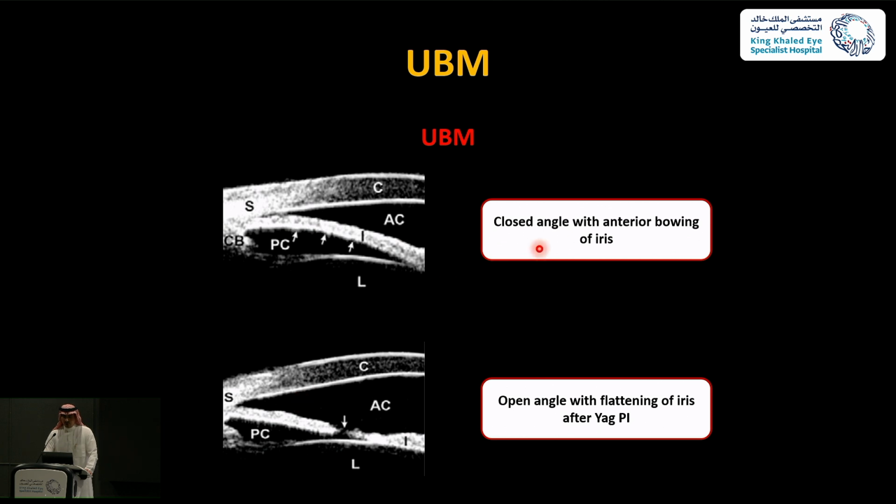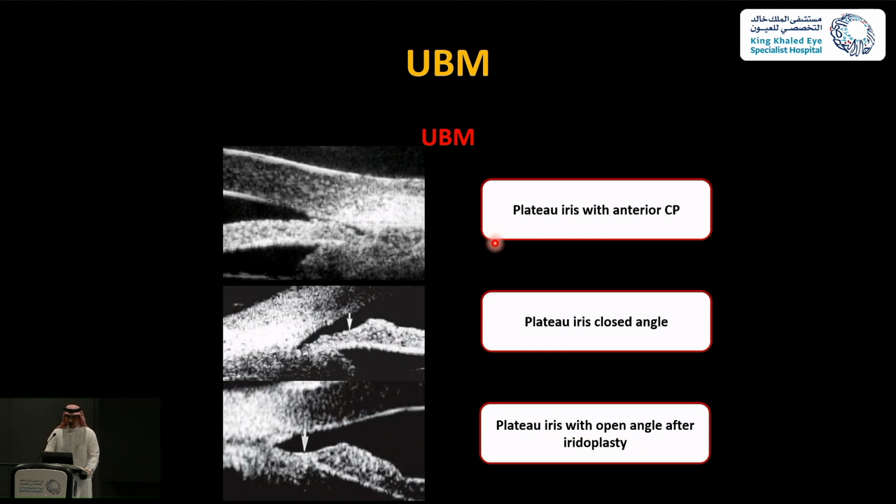It shows you a closed angle with anterior bowing of the iris and shows you the angle which is opened after doing peripheral iridotomy. So you can see here the scleral spur, and you can see the significant narrowing of the angle, and you can see the scleral spur and the angle is open, and you can see here as well the opening that you created using your YAG laser iridotomy on the iris structure using the UBM as well. You can see here a patient who is having plateau iris with anterior ciliary process, and you can see the plateau iris closing the angle, and you can see the opening of the angle of the plateau iris after performing argon laser iridoplasty.